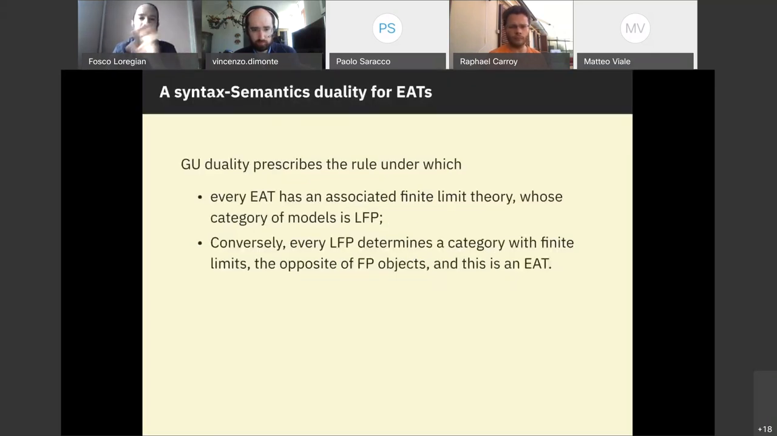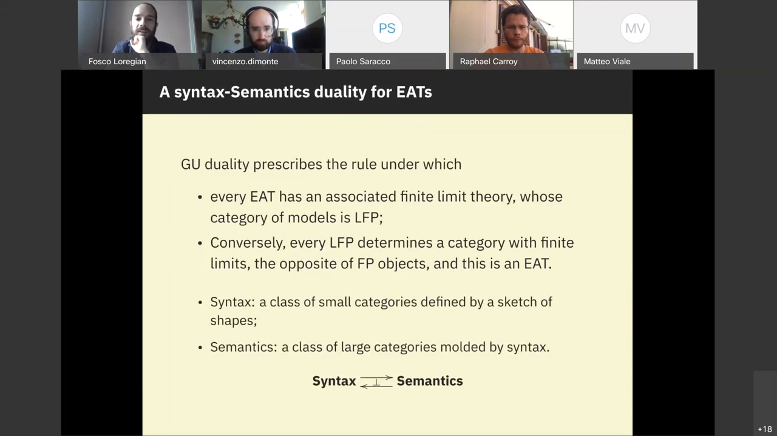Conversely, from every locally finitely presentable category, I can extract a category with finite limits, which is more or less the opposite of the subcategory of finitely presentable objects. And this is going to define an essential algebraic theory. So, very cool. Why is it called syntax-semantics duality?